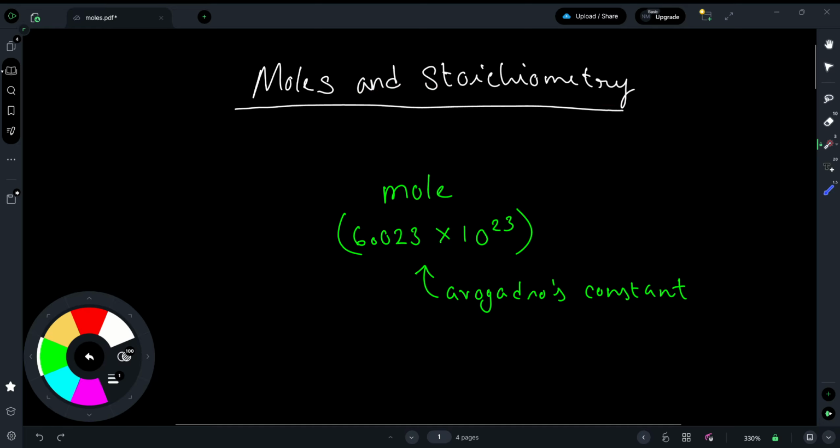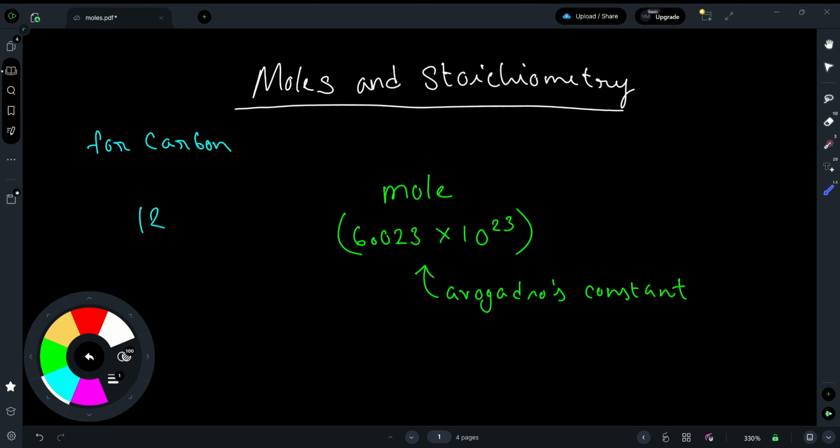The reason we do this is because, let's say we have carbon. Carbon has a relative atomic mass of 12, right? This is its relative atomic mass. I'll write RAM, relative atomic mass, which is basically just its mass number on the periodic table. Now, every individual carbon has a relative atomic mass of 12.